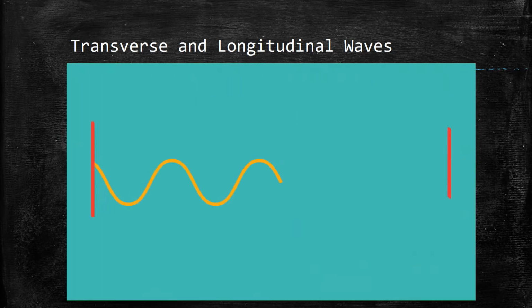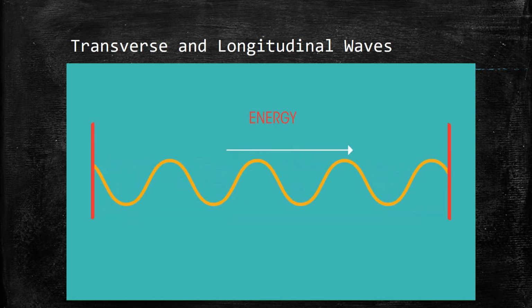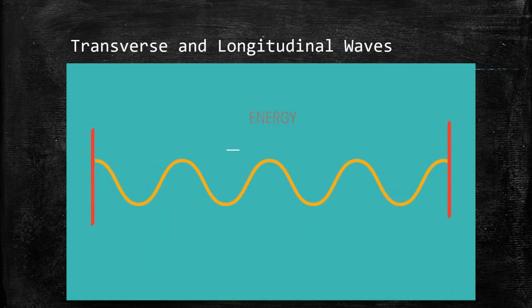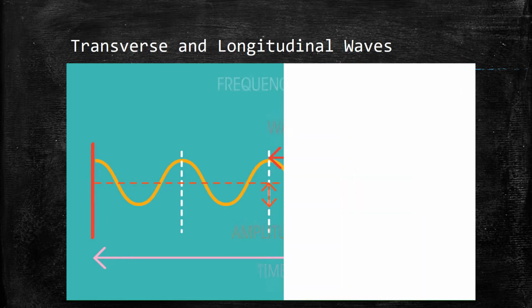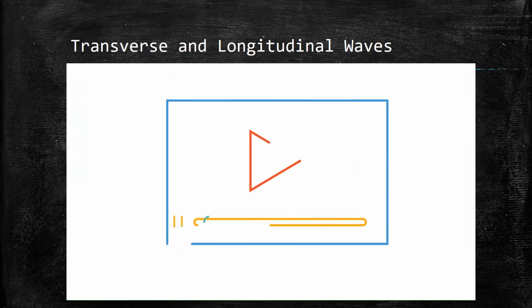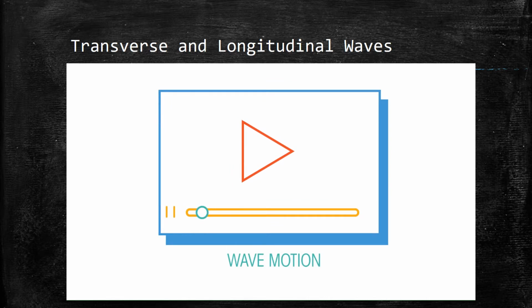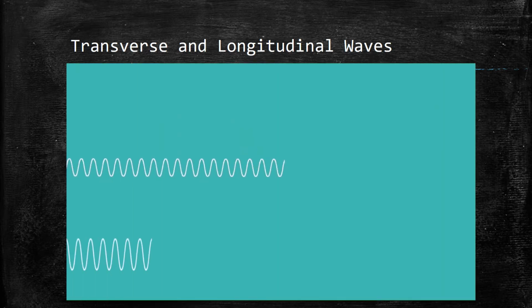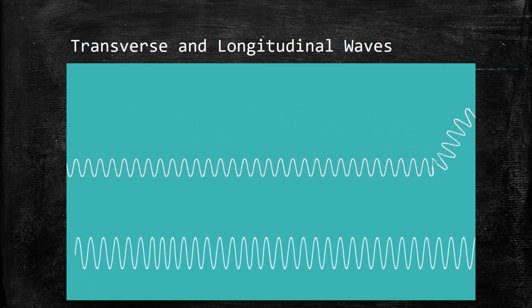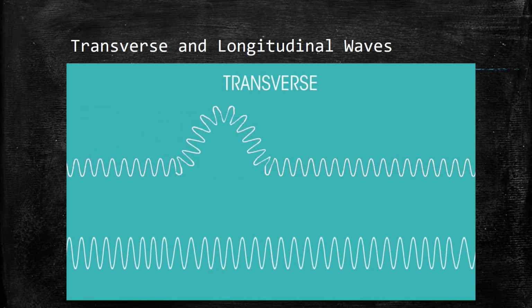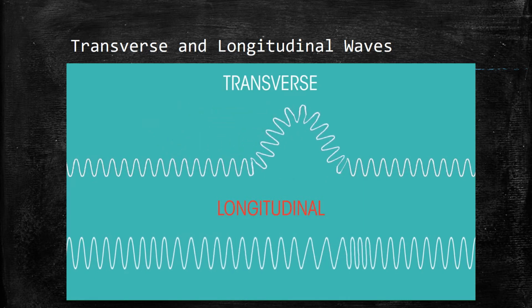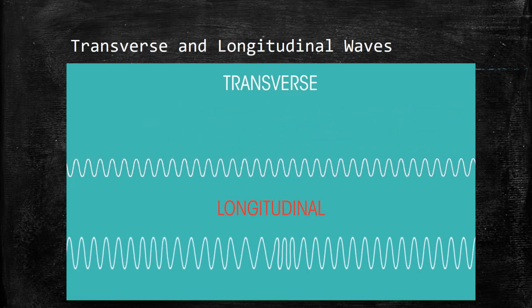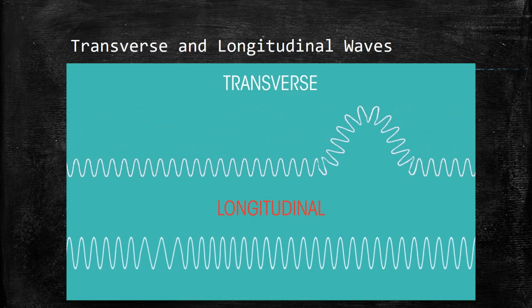Waves transfer energy from one place to another. You should already know how to describe them in terms of frequency, wavelength, and amplitude, which we looked at in another video. In this video, we're going to look at two ways they can be classified. Waves are produced as a result of vibrations and can be classified as transverse or longitudinal. Whether they are transverse or longitudinal depends upon how the particles are made to vibrate as the energy passes.